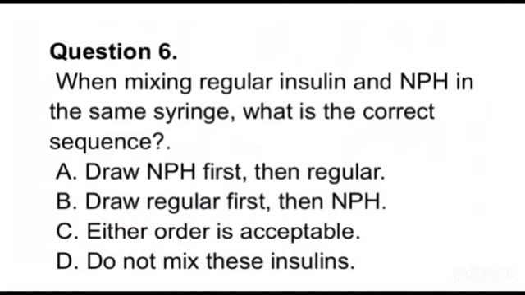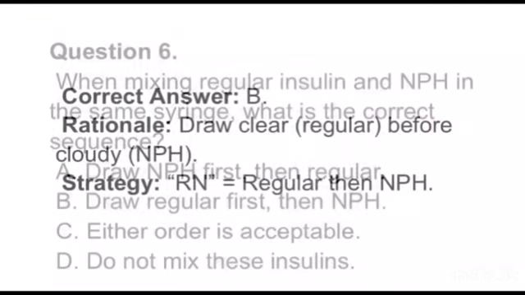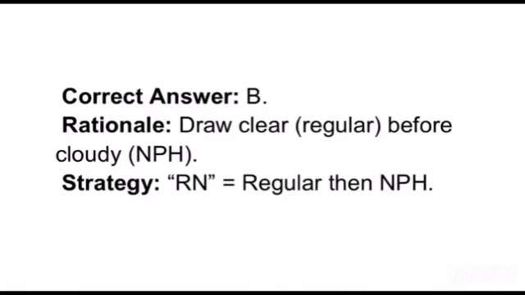Question 6. When mixing regular insulin and NPH in the same syringe, what is the correct sequence? A. Draw NPH first, then regular. B. Draw regular first, then NPH. C. Either order is acceptable. D. Do not mix these insulins. The correct answer is B. Rationale. Draw clear, regular, before cloudy, NPH. Strategy. RN equals regular, then NPH.